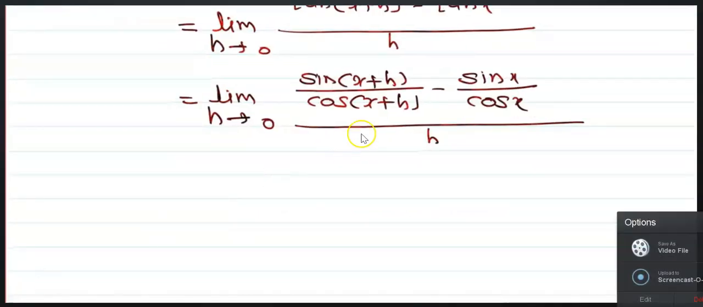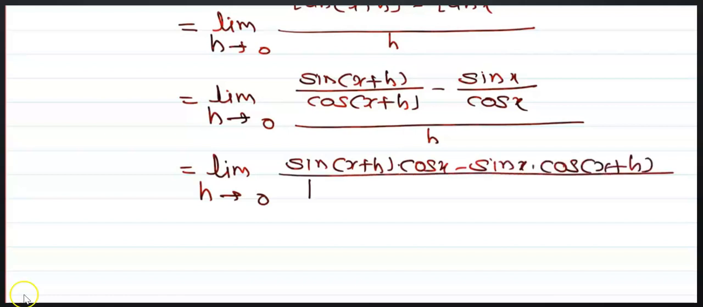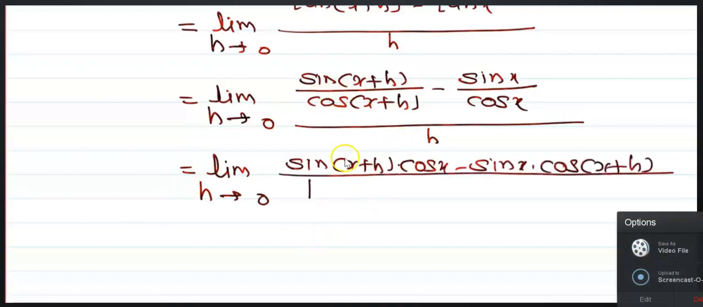Now we'll make here cross multiplication. That is sine of x plus h into cos of x minus sine of x into cos of x plus h, upon h into cos of x plus h into cos of x.